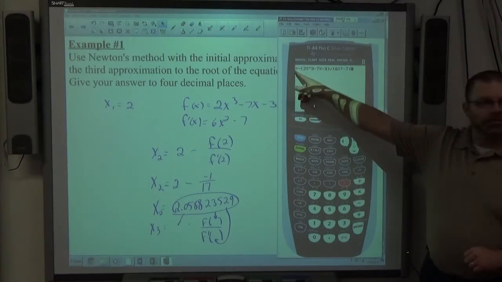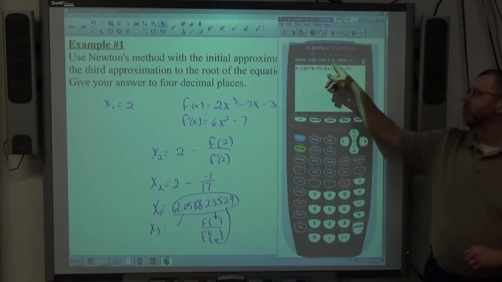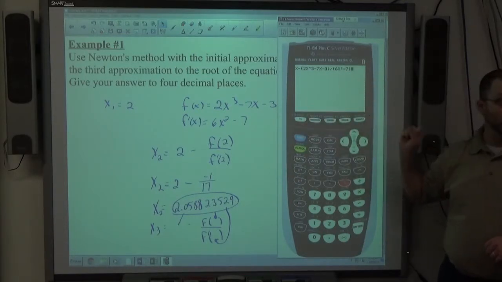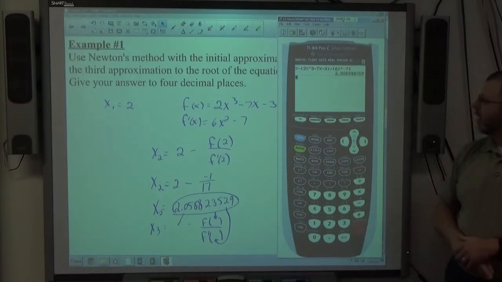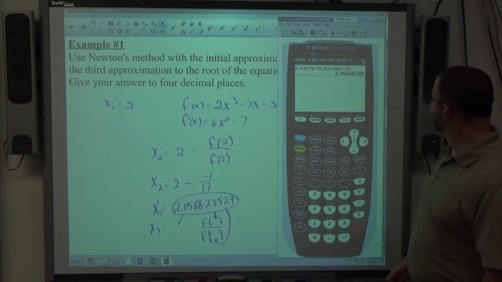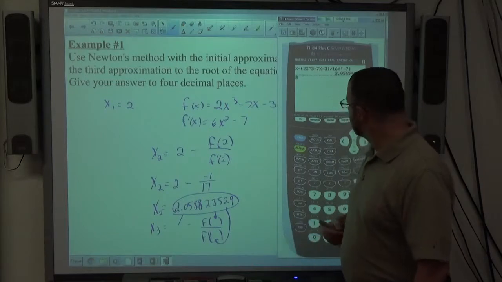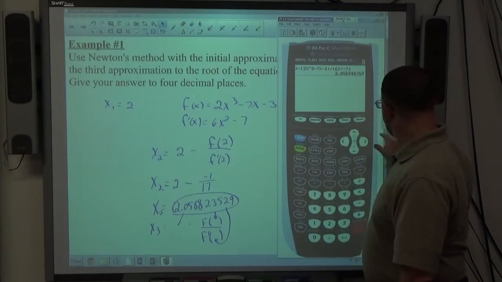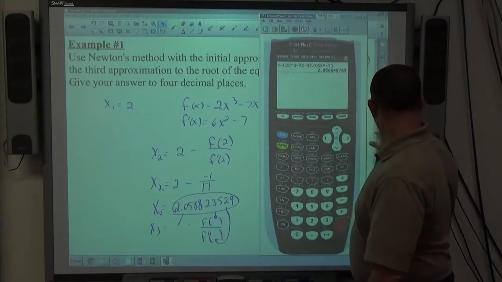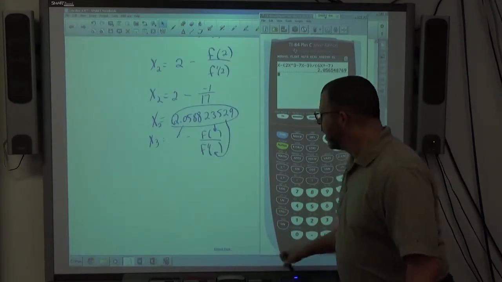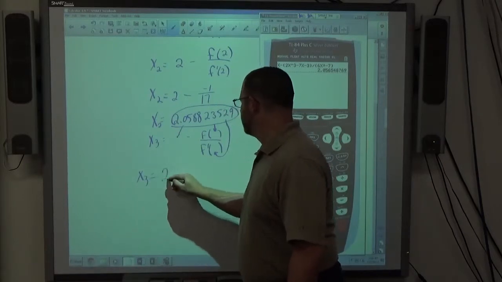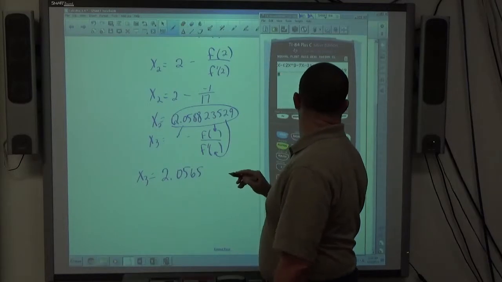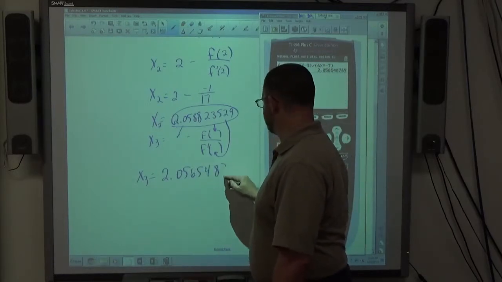That's x sub 2, right? That's f of x sub 2 divided by f prime of x sub 2. All I have to really do is type in the functions there if I've stored x as my variable, as my number. So that gets me my next number, 2.056548769. X sub 3 equals 2.0565487769.